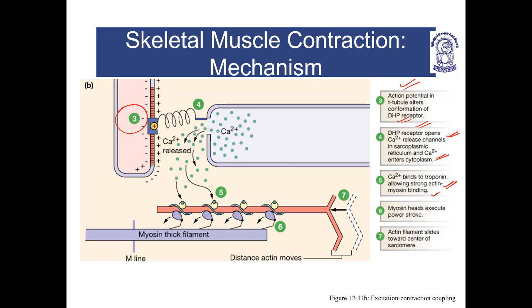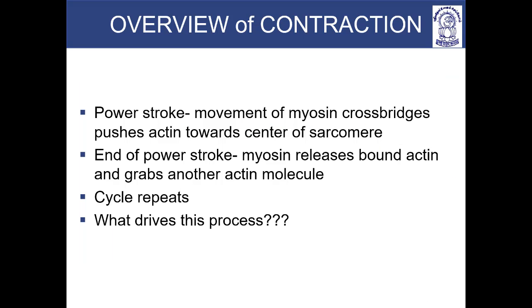The myosin head executes the power stroke. This is the power stroke of the myosin thick filament. The sixth point, power stroke: the actin filament slides towards the center of the sarcomere. Power stroke is the movement of myosin cross bridges that pushes actin toward the center of the sarcomere.